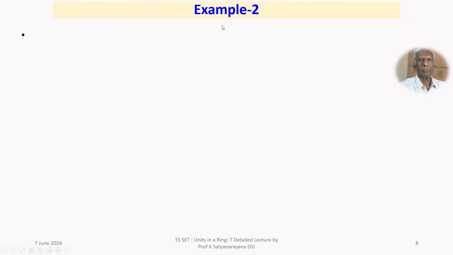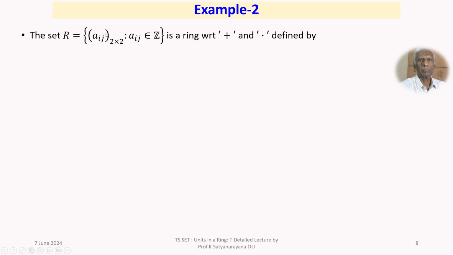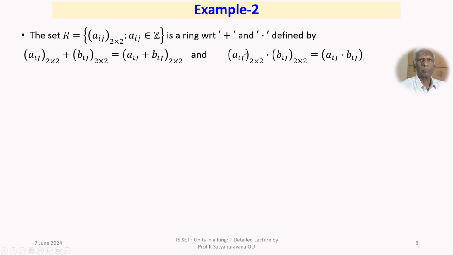Now we take up example 2. We have R, the set of all 2 by 2 matrices with the entries coming from the integers. And this R is a ring with respect to the usual addition and multiplication. The multiplication is not the matrix multiplication, but a component wise multiplication given here. This is the addition of matrices. This matrix multiplied by another matrix is the component wise multiplication.